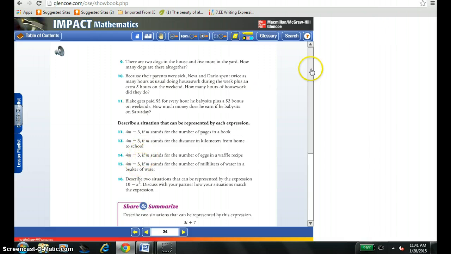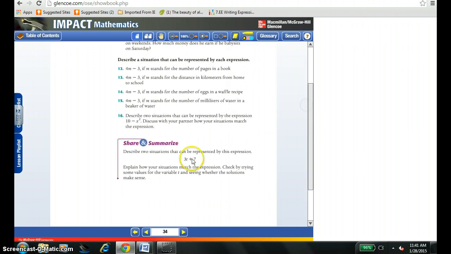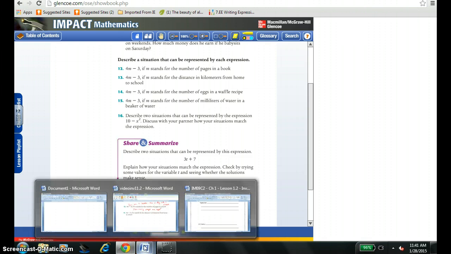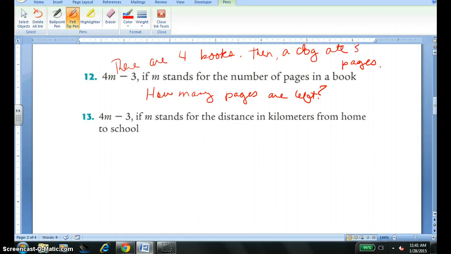And then for your share and summarize, just come up with a situation where I have T representing something. I'm going to have 3 times that something, and then I'm going to add another 7 of that something. And that's going to be your share and summarize. So that's it for the investigation. I'm going to give you one quick look at the on your own exercises, and then this most awesome video will be over. So let me get that for you.